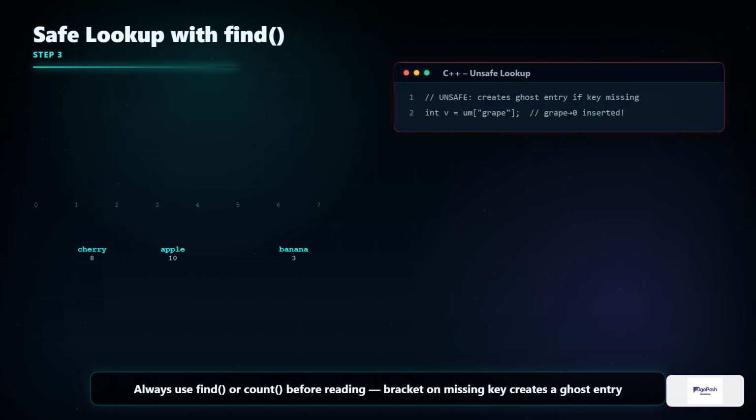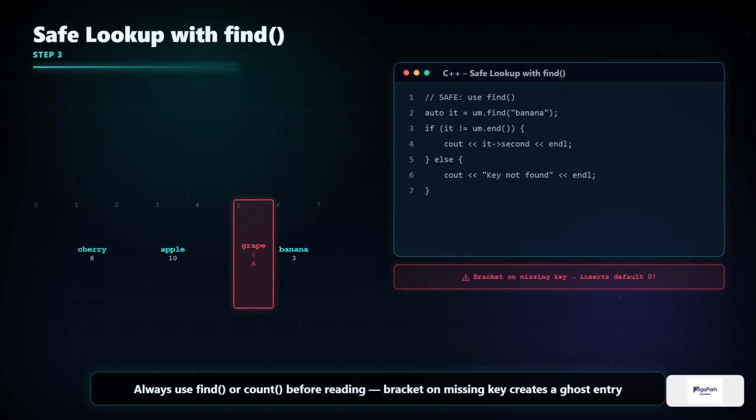Here is a trap that catches Python programmers. If you use the bracket operator to read a key that does not exist, C++ silently inserts a default value of 0. The safe approach is find. It returns an iterator. If the key exists, the iterator points to the pair. If not, it equals .end. This mirrors Python's if key in dict check. Always guard your reads with this pattern.